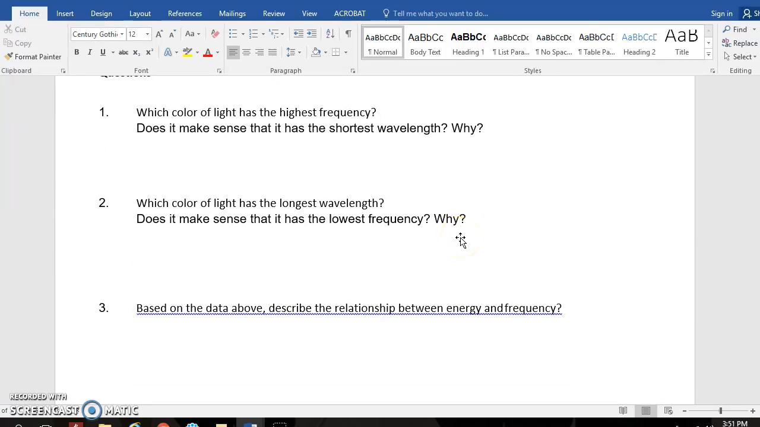Number 2, which one has the longest wavelength? Well, that's red. And it makes sense for it to have the lowest frequency because they're, again, inversely related. So if my wavelength is high, my frequency is going to be low. If I have a gigantic gap in between my waves, I'm not going to see a whole bunch. So based on the data, describe the relationship between energy and frequency. Well, we know they are directly related, that the higher the frequency, the more waves we're going to see, and the more energy we're going to get.